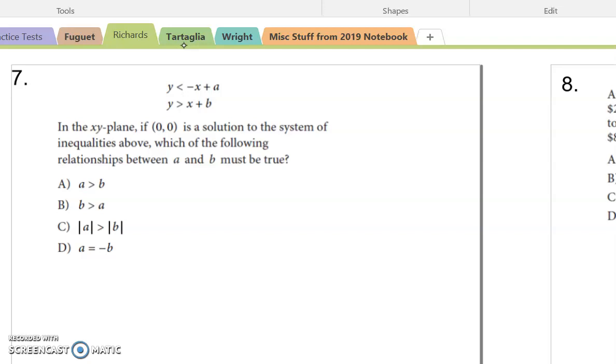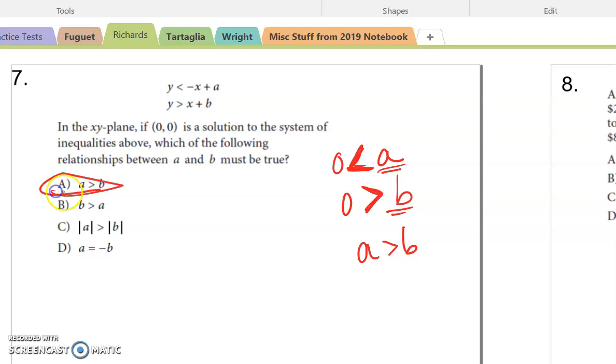So one thing to think about is if I plug in 0 in the top one, I'm going to get 0 less than a. And if I plug in 0, I'm going to get 0 greater than b. So right here, a has to be greater than 0, yet b has to be less than 0. So that's going to tell me that a has to be larger than b. A is in the positives, b is most likely in the negatives. Well, it is in the negatives. So therefore, I know a is greater than b.